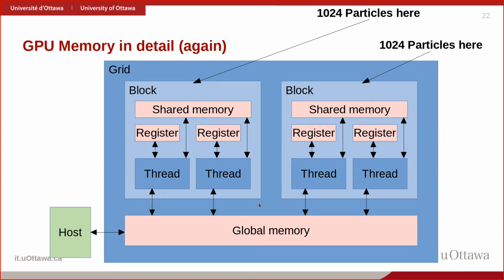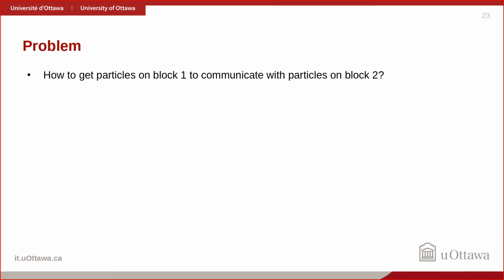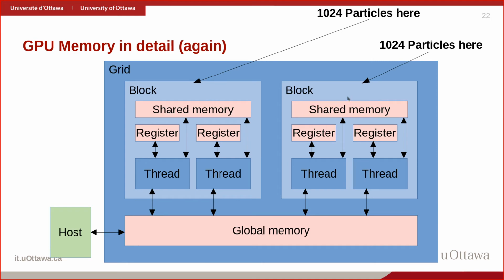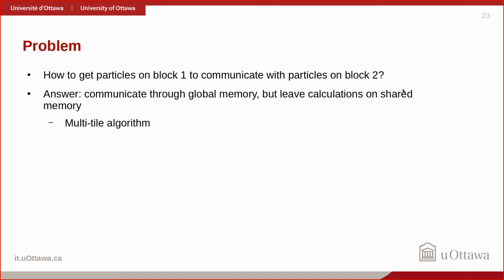So we have to use a specific algorithm that optimizes for using shared memory, and that's possible, fortunately. So the problem is how to get particles in block 1 to communicate with particles in block 2. And the answer is that you can communicate through the global memory, but still use as many calculations on the shared memory as possible. And the algorithm that we'll use for that is called the multi-tile algorithm.